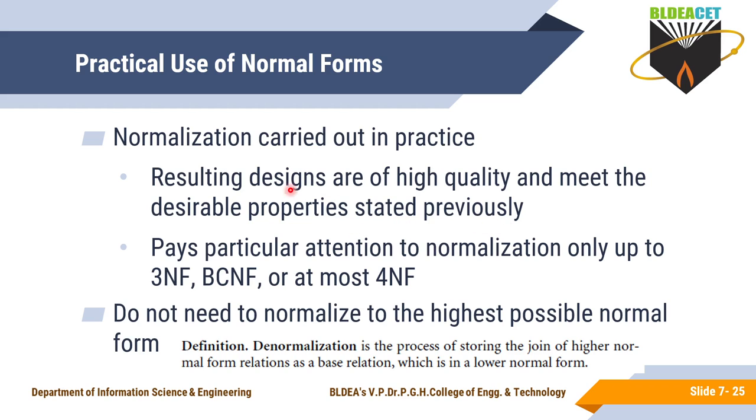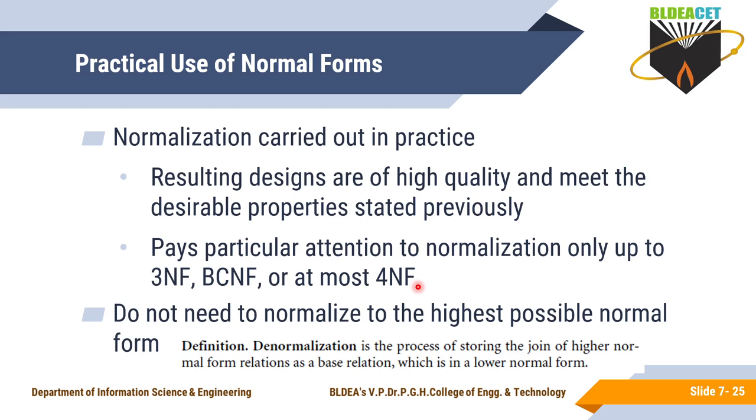And the desirable properties are non-additive join and dependency preservation, and the normal forms are specified in degrees. If higher normal forms are satisfied, then you will get a good quality design. So usually, as I told earlier, what is high quality here? Particular attention is paid to normalization up to 3NF, BCNF, or at most 4NF.